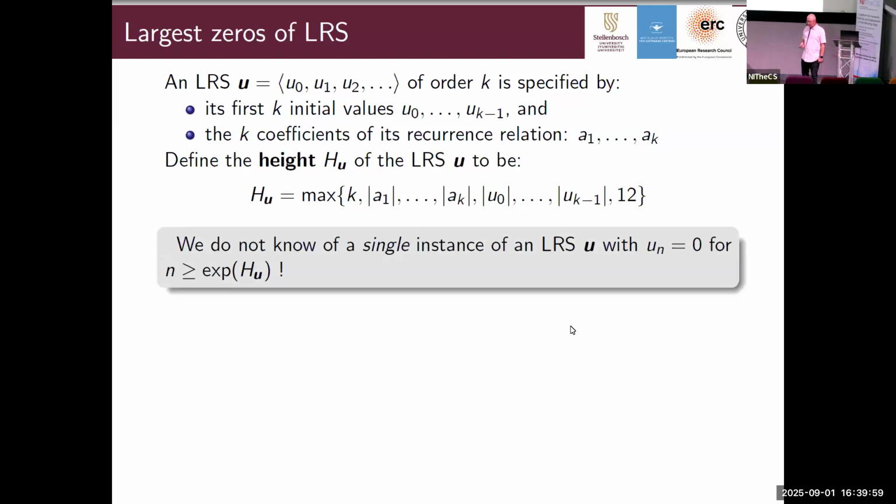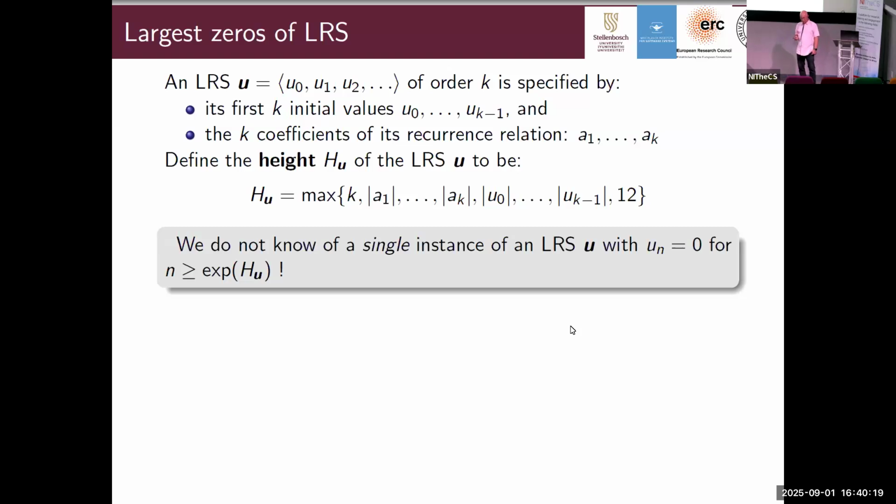So you can ask, how big is the zero of a linear recurrent sequence with respect to this height? For example, we don't know of an instance of a linear recurrent sequence which has a zero that's as big as the exponential of the height. I'm not saying that this doesn't exist. I'm saying that we don't know of such an example.